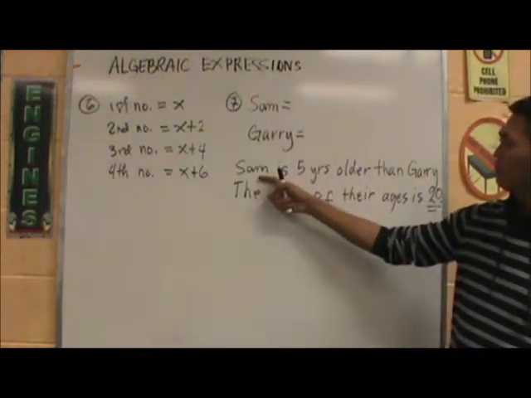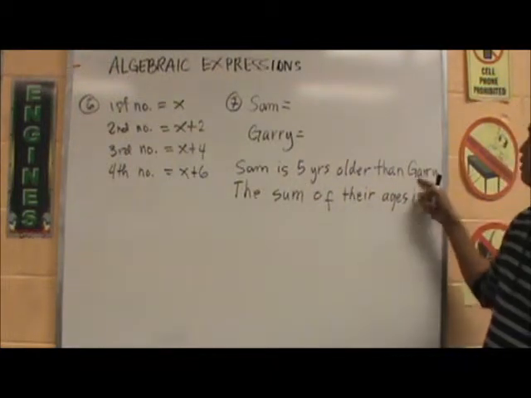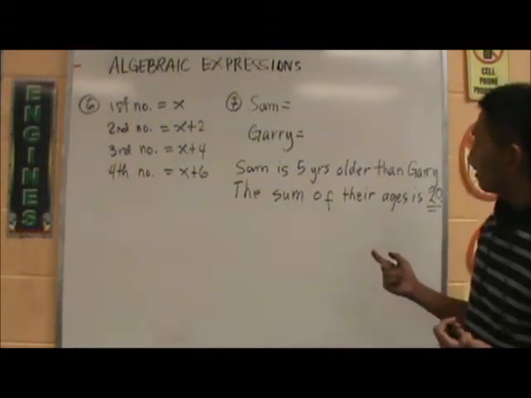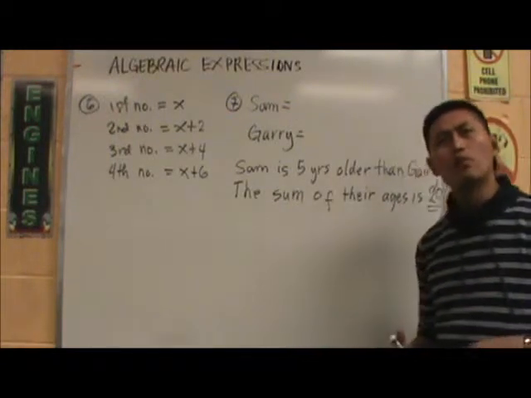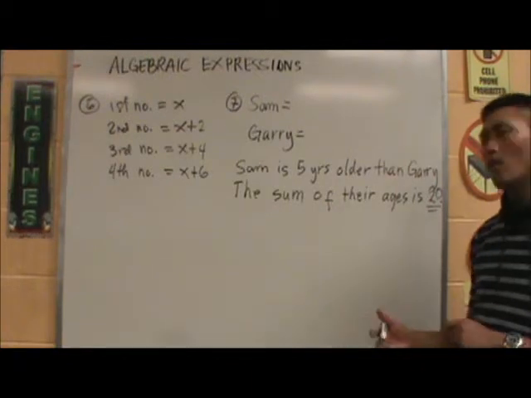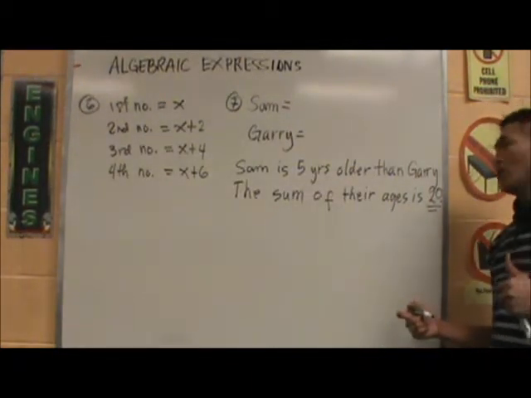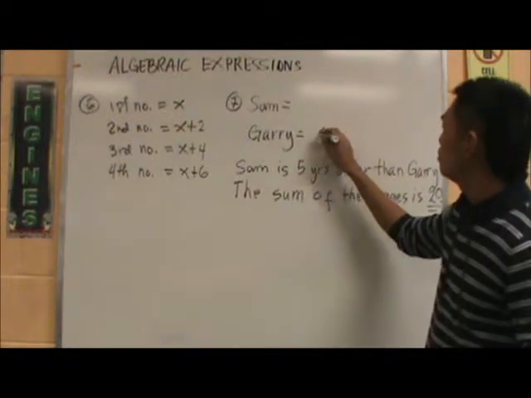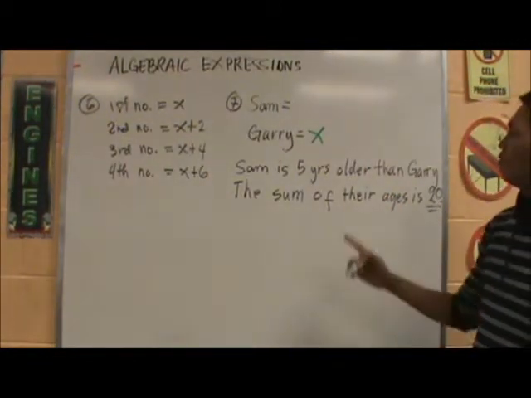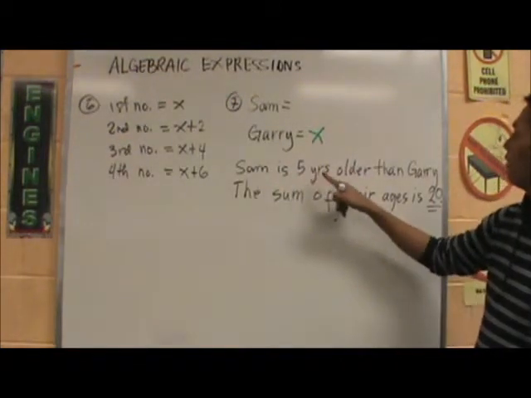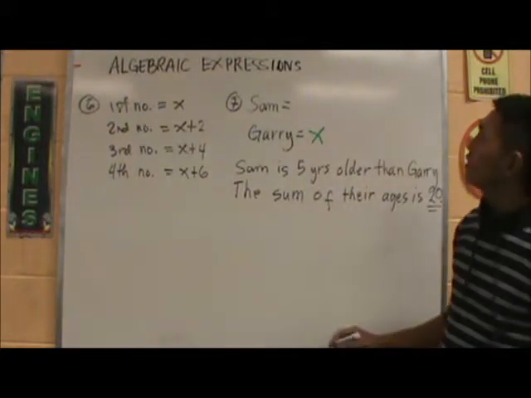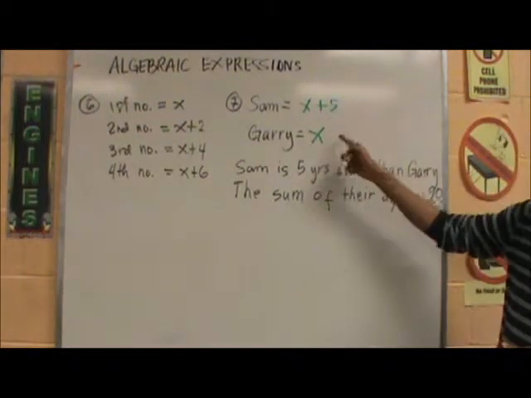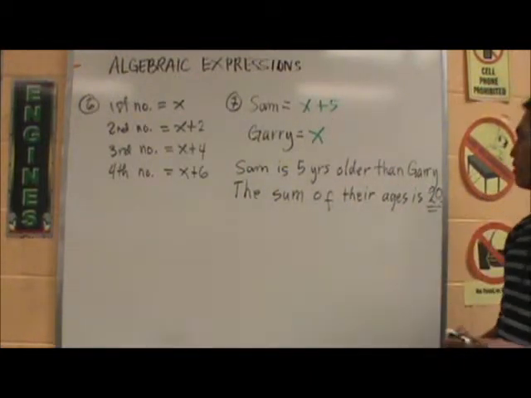So right now I have Sam and Gary. Now Sam is 5 years older than Gary, so that means Sam is older than Gary by 5. So you have to ask yourself, how old is Gary? Right now we know that Sam is 5 years older, but we don't know the age of Gary. So because we do not know the age of Gary, we're just going to use x for the age of Gary. But we know that Sam's age is 5 years older than Gary. So I would say that it would be x plus 5, because Sam is 5 years older than Gary. If Gary's age is x, then x plus 5 will be Sam's age.